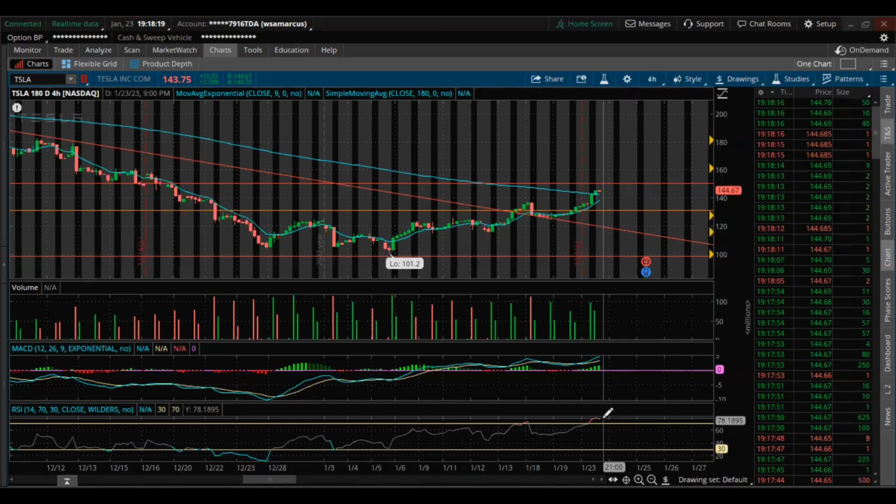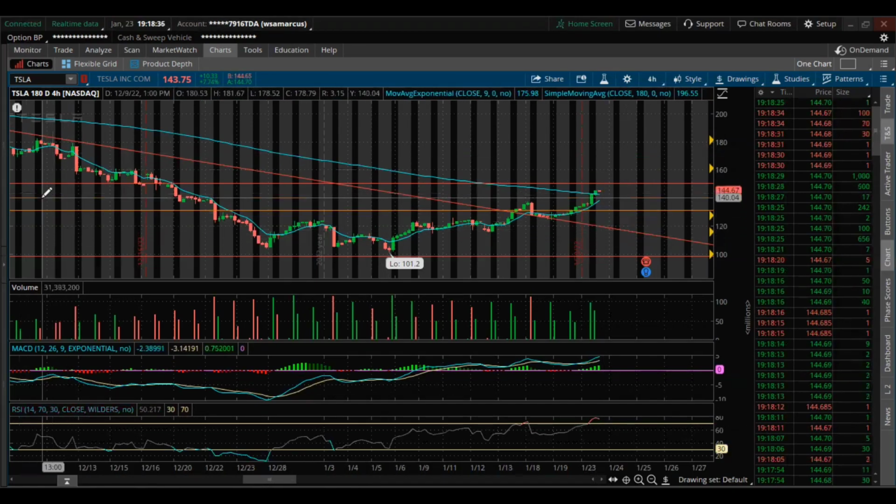Does it have the possibility to go up? Yes, it does. Am I going to take that position? No, because I know most of the time when the RSI is overbought, that means the stock is more in favor to go down. So what do I do now? How do I prepare for my short position?